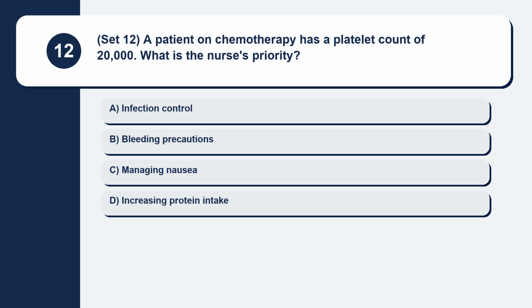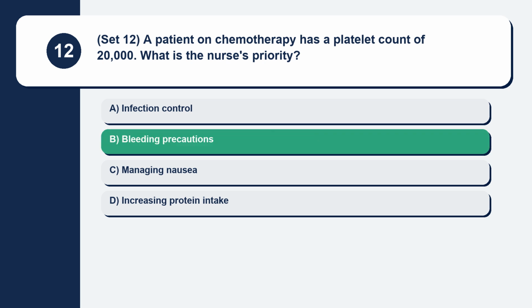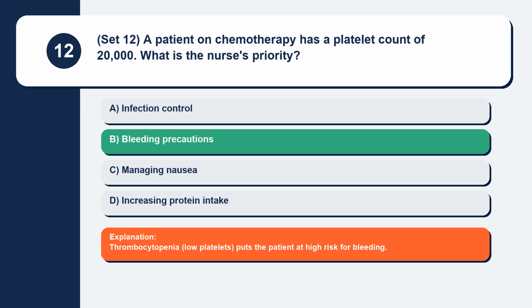Question 12. Set 12. A patient on chemotherapy has a platelet count of 20,000. What is the nurse's priority? Infection control, bleeding precautions, managing nausea, increasing protein intake. Thrombocytopenia, low platelets, puts the patient at high risk for bleeding.